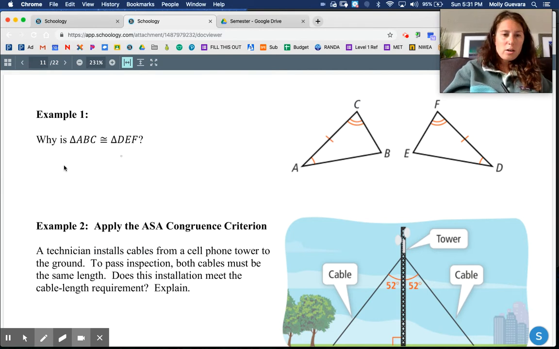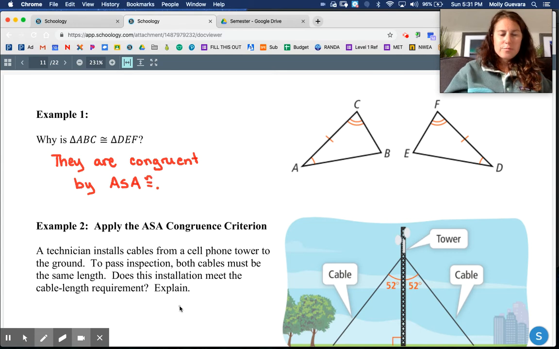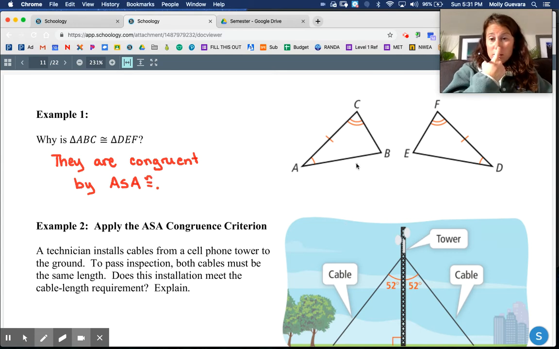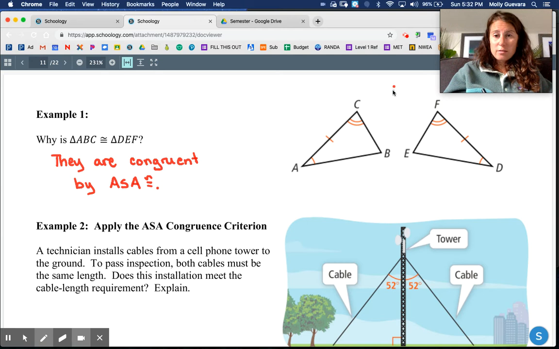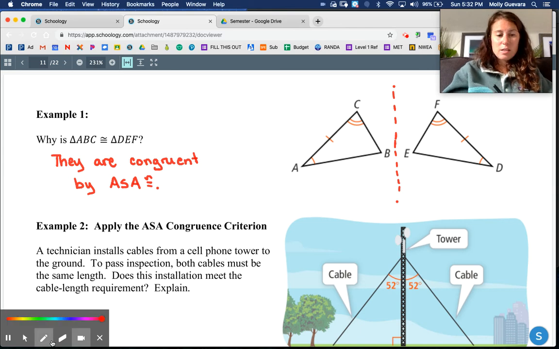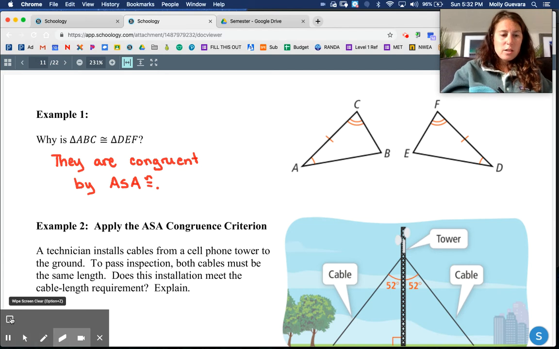So why are these two triangles congruent? They are congruent by angle, side, angle congruency. Okay? We just talked about it, angle, side, angle. Also, we could know if I drew a line of reflection here and reflected ABC across that line, it would line up with DEF. So I can do that as well. Okay, but we're just going to look.